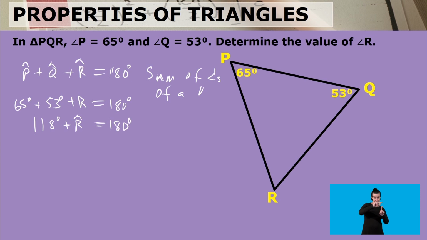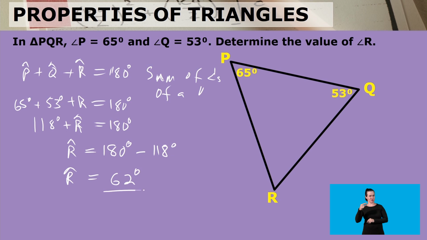And then to isolate R, or remain with R alone on the left, we have to use the additive inverse of 118. So angle R will be 180 subtract 118 degrees. And therefore angle R equals 62 degrees. That is our value of angle R.